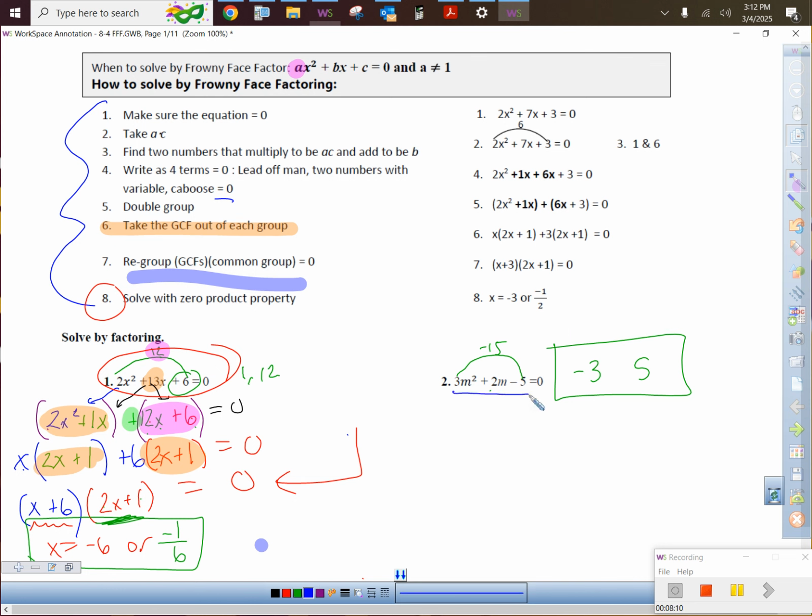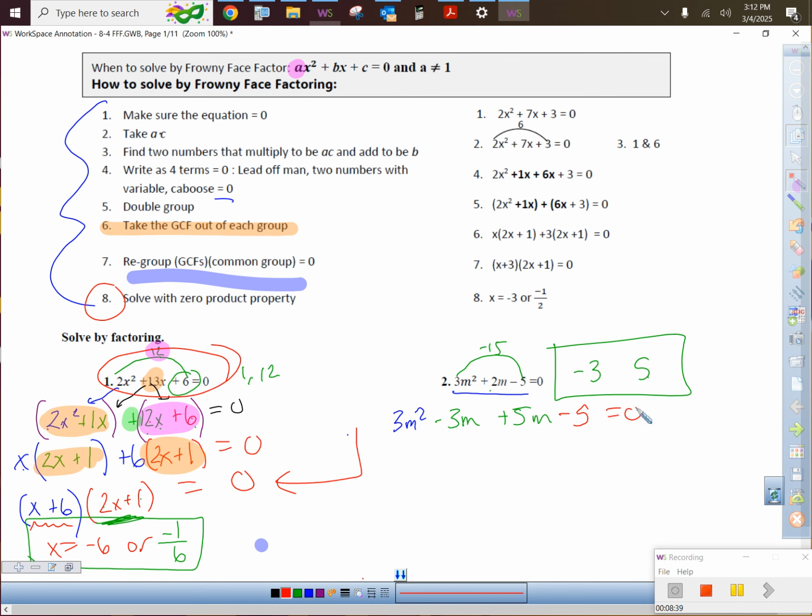We're going to split this up into 4 terms. Leadoff man starts us off. Then the two numbers that we just found right here, I want to put next with the letter next to it. In this case, the letter is M. And here's some advice. If there's a negative one, start with it and put the positive one second. That will make sense later. So I have my leadoff man, my two numbers with an M next to them, and then I need my caboose of a -5, and that's going to equal 0.